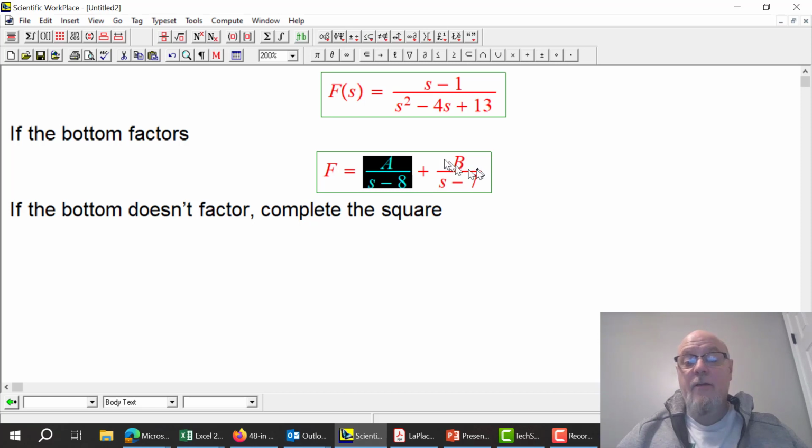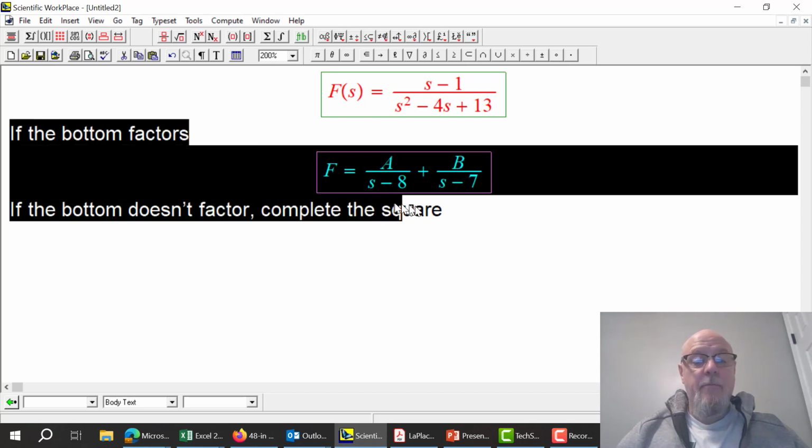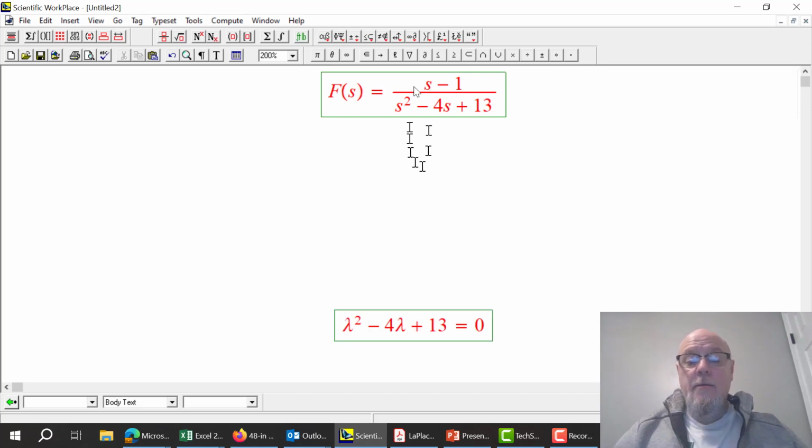I would do partial fractions, and then I could unLaplace this first piece to be whatever number a is times e to the 8t, plus whatever number b is times e to the 7t, if the bottom factors. If the bottom doesn't factor, I want to complete the square. So to see if the bottom factors or not, let's just try and solve it.